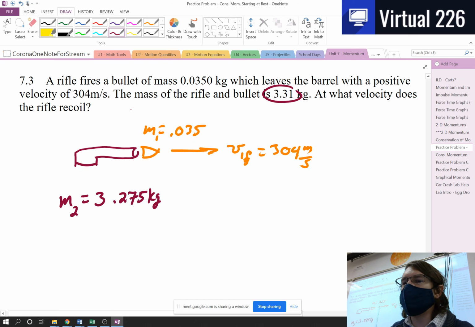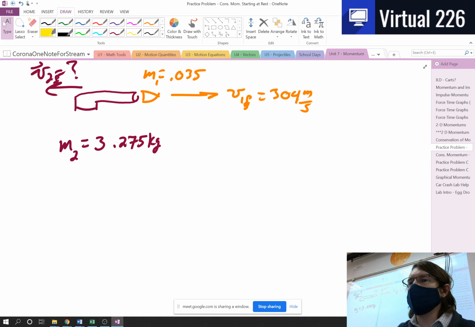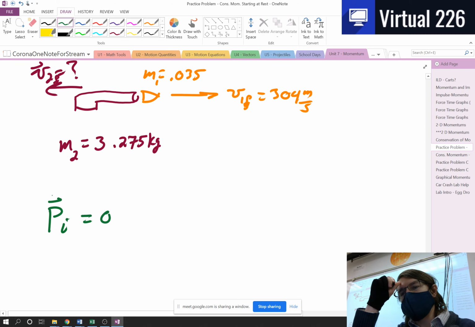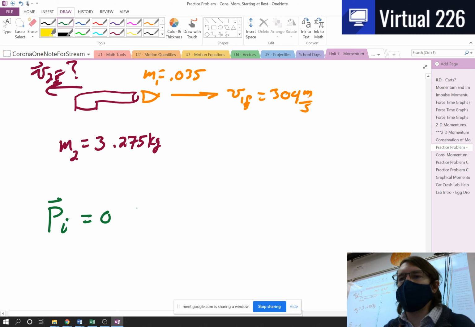Okay? And we know this gun, whenever you shoot it, it's going to kick backwards at some velocity. We don't know what that final velocity will be. That is what we are looking for in this problem. And we know initially, whenever you're just holding the rifle there, aiming at your target, the gun and the bullet are at rest. So we know that initially there is zero momentum in this problem. So the initial momentum is 0, and that means that when we set this equal to the final momentums, adding our two momentum quantities together, they have to add back to 0.